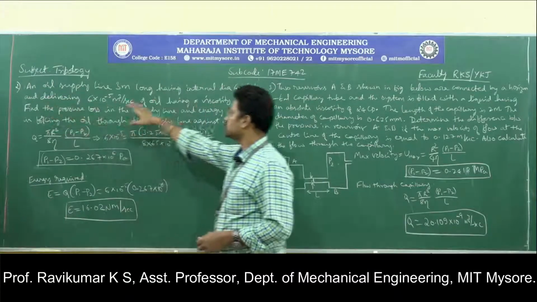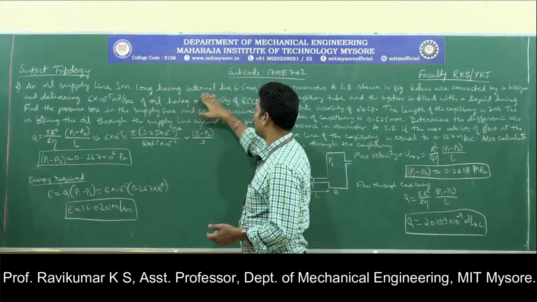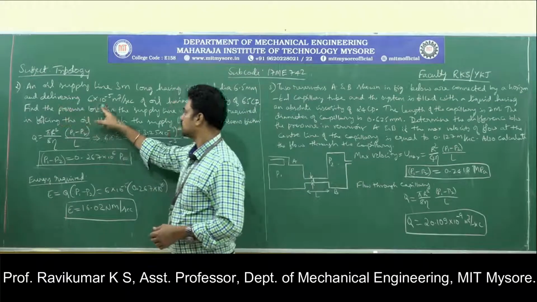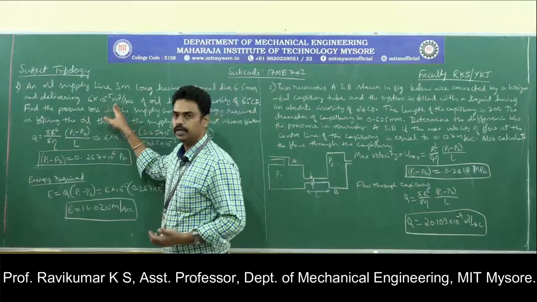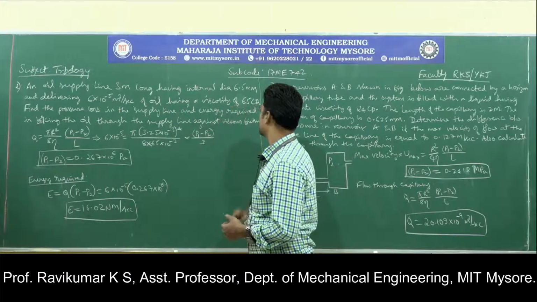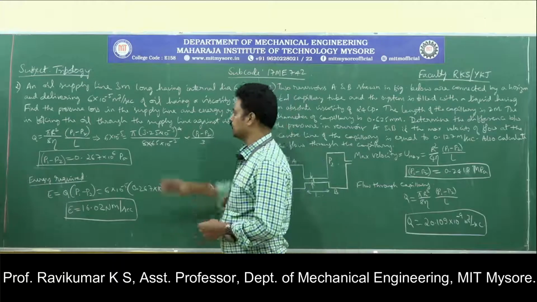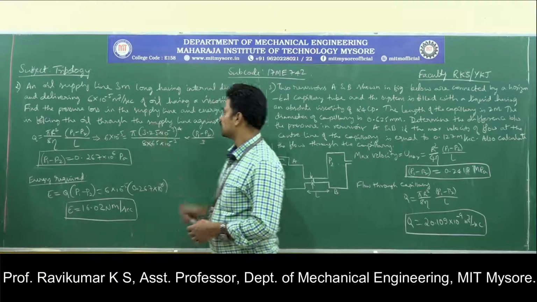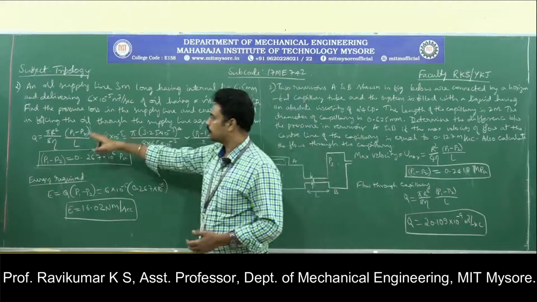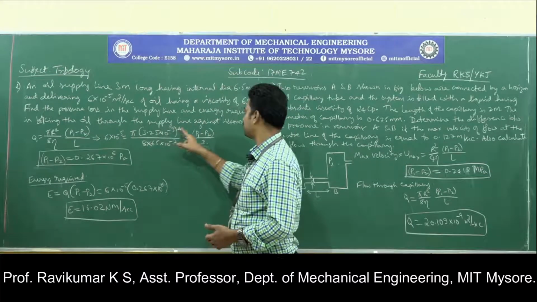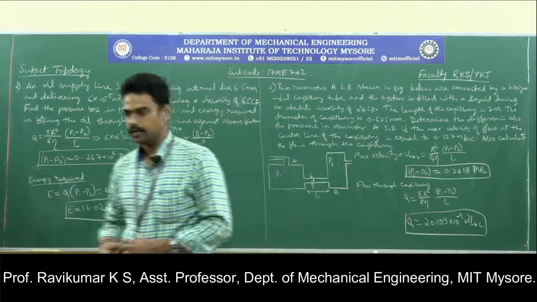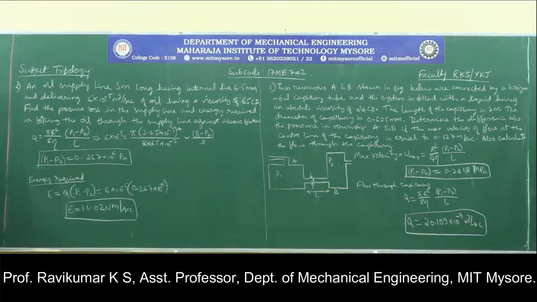Okay, an oil supply line 3 meter long having internal diameter 6.5 mm and delivering 6 into 10 power minus 5 meter cube per second of oil having a viscosity of 65 centipoise. Find the pressure loss in the supply line and the energy required in forcing the oil through the supply line against viscous friction. So this is the problem given.